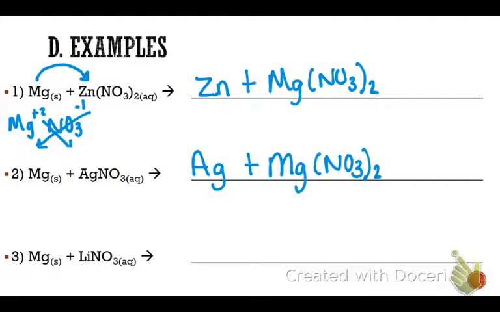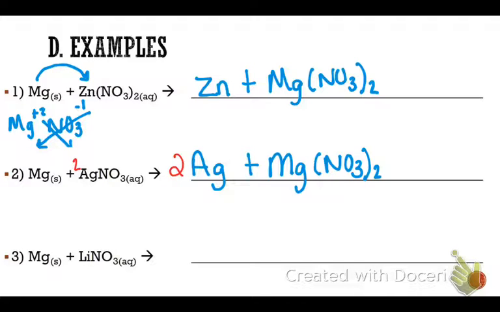My magnesiums are equal, my silvers are equal. Nitrates are not. I'm going to add a coefficient 2 on this side to balance it out. By changing that, that gives me 2 nitrates, but it also gives me 2 silver. I need to place a coefficient of 2 in front of the silver. I now have a balanced equation.